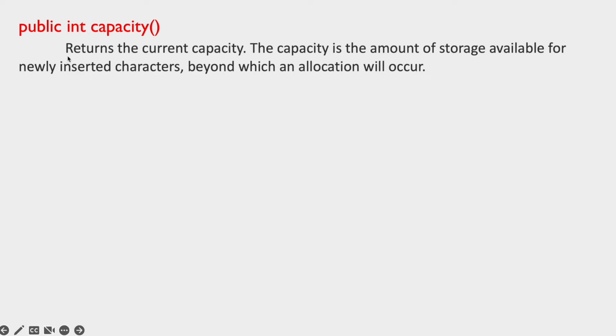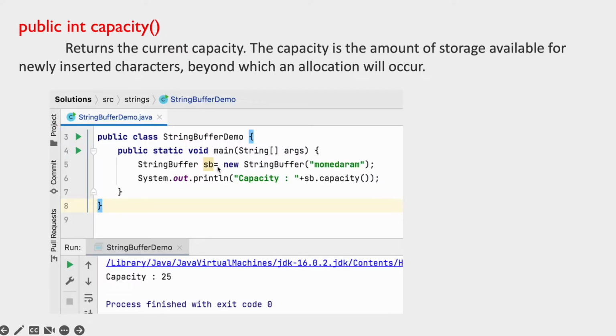This method is used to return the current capacity. That means the capacity method tells how many characters it can hold or store. Let us see an example. StringBuffer sb is equal to new StringBuffer of Momedharam, and we are printing sb.capacity. It gives capacity as 25.